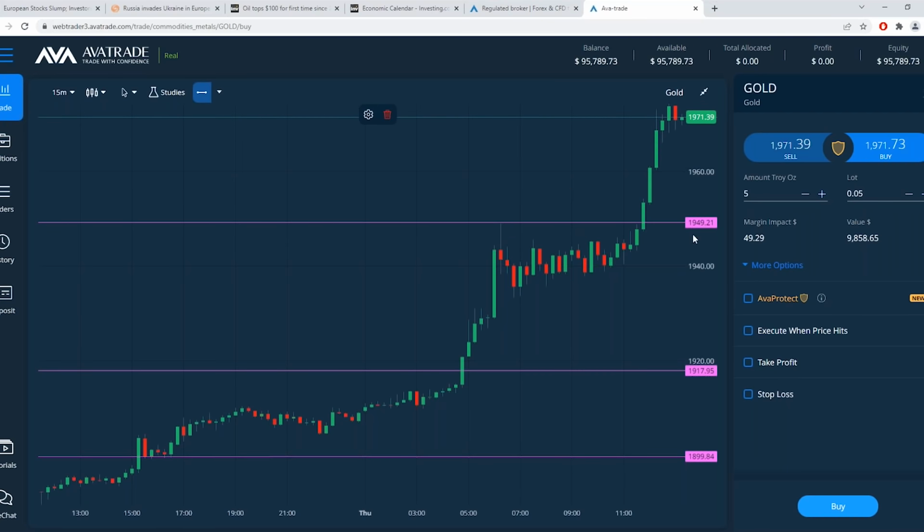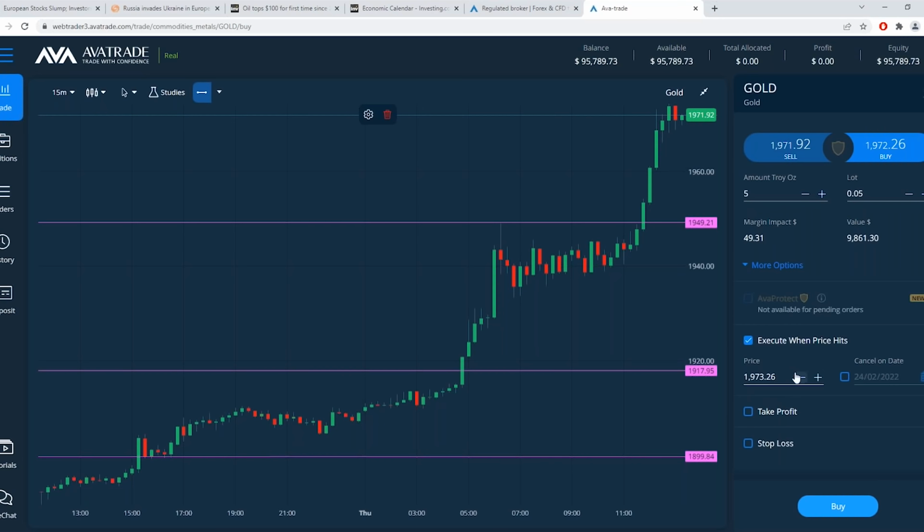Now, what we're looking at here then is a potential support level back down around 1950 if you think it'll get back down there and you're wanting to buy, right? So if we want to do a pending order, it's very simple on this platform. You put execute when price hits. It'll automatically make it the right type of pending order. You don't have to tell it buy stop or buy limit. It's very simple on our platform.